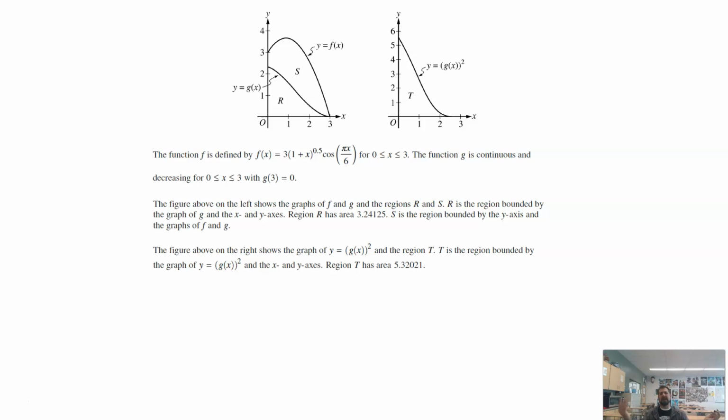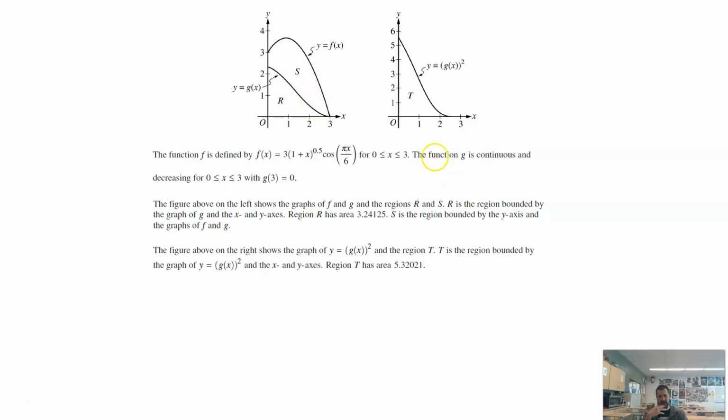So far, so good. The function g is continuous and decreasing for 0 to 3, with g of 3 equal to 0. Now, you'll notice that it doesn't tell us what g of x is, and that's going to come back in a lot of ways to make this problem easier in some ways but more difficult in others. So I look at this and I'm like, okay, the figure above on the left shows the graph of f and g in the regions R and S.